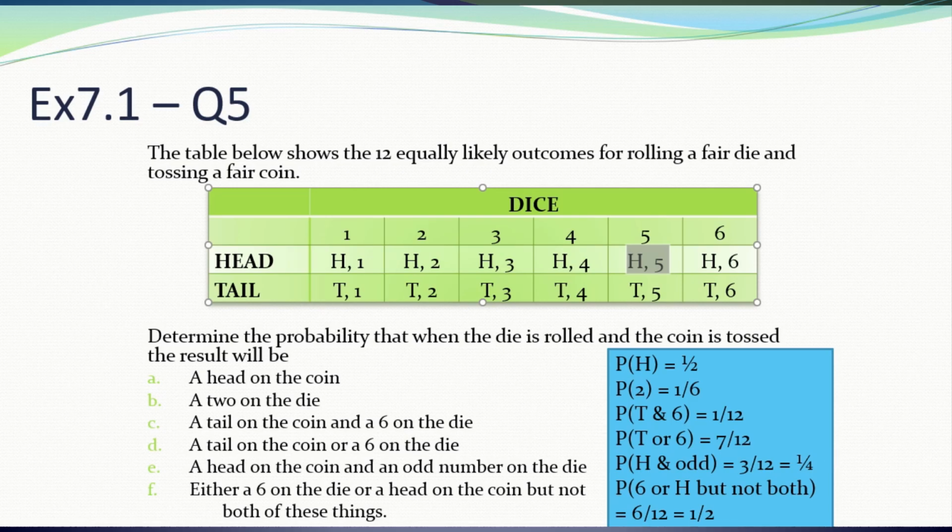Either a 6 on the die or a head on the coin, but not both. That means you accept a 6 and you accept a head, but not both. So I accept head and I accept 6, but not both. That means all these I can accept. This one I cannot, because it is both. And this. So that's why it's 6 over 12, answer 1 over 2.